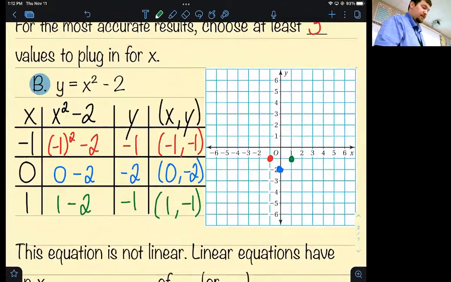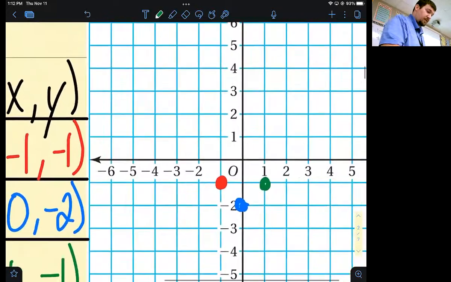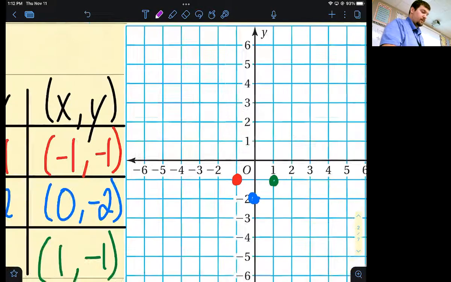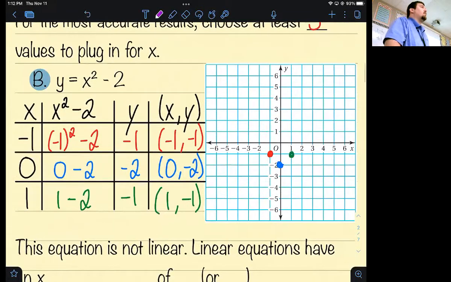Do these points make a line? No, they do not. They are not all lined up together. Actually, it makes what looks to be a V. But it's not quite even a V. Let's go a little farther out on the x-axis and see what this looks like.